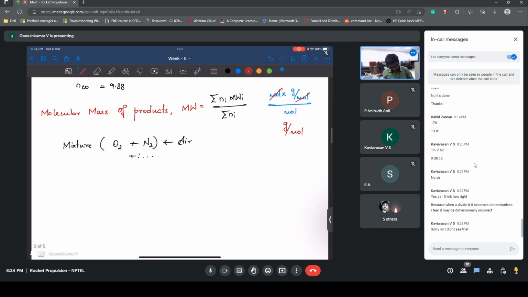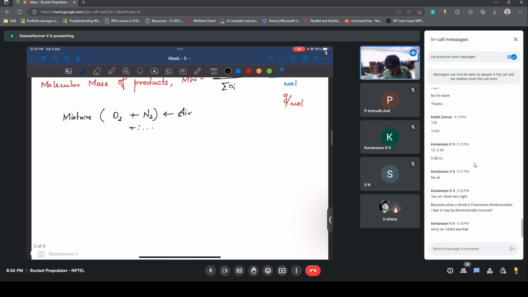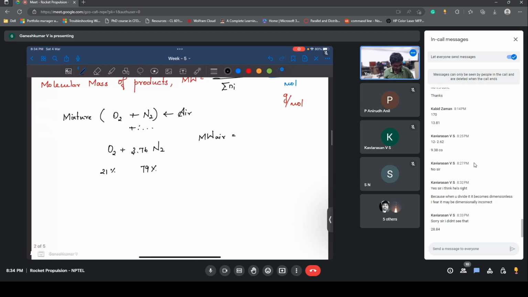But if you look at this air mixture, let's say you will have 1 mole of O2 and 3.76 moles of N2. Do you know the molecular weight of air? It is based on 21% of O2 and 79% of N2. So the molecular weight of air is 28.84. So air is a mixture, all right?